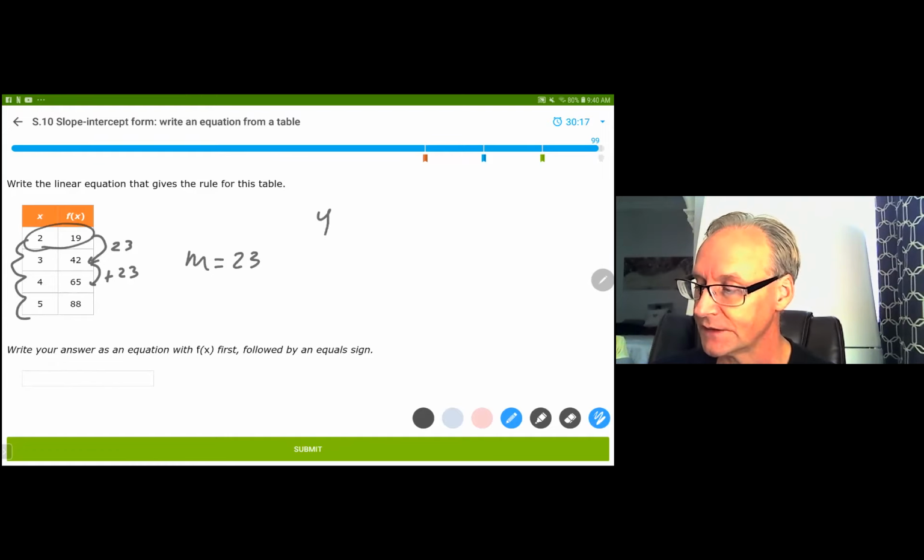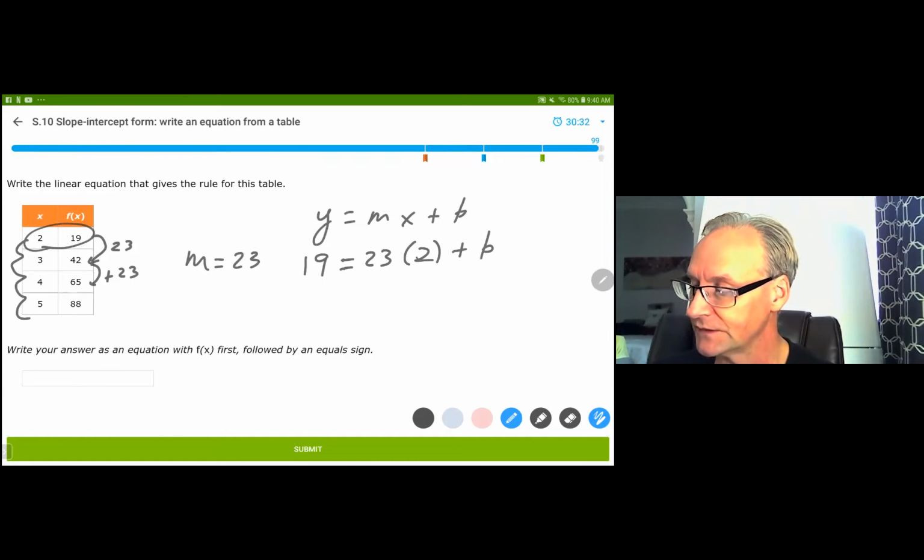So I'm going to do it one last time. y equals mx plus b. And y is 19. m is 23. Some of you probably already have your answer. If you were following me this far, I can't imagine, but it is possible, I suppose. So I'm going to subtract 46 from both sides. Sorry, minus 46. And it looks like a negative 27, doesn't it?